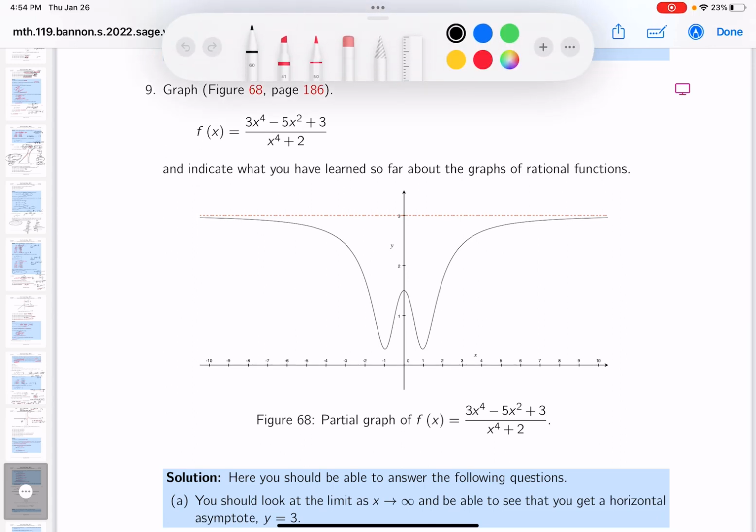Okay, first thing, just looking at the function, and I got the graph there as well, but they want me to analyze the function, and I got the graph to help me. So one thing I want to do is find the horizontal asymptote. That looks pretty simple to do. And what do you get over there?